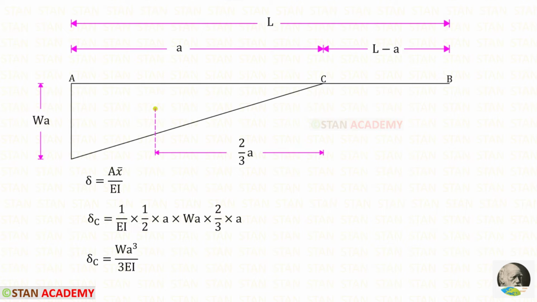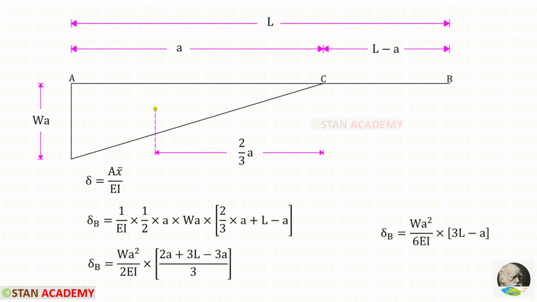Now we are going to find the deflection in the point C. The formula is area x bar upon EI. X bar is the distance of center of gravity from the point C. The formula is 2 upon 3 into breadth. Here the breadth is A, so 2 upon 3 into A. The area we know, then we have to multiply with this distance. When we divide this by EI, we will get the deflection at C, which is WA cube upon 3EI.